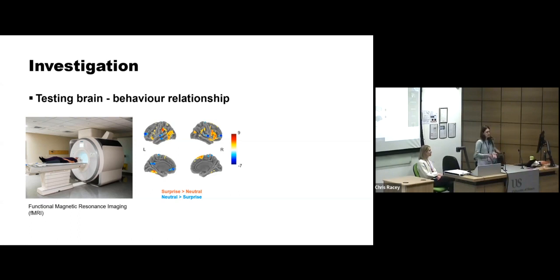So fMRI is just one of the techniques that we can use, and it has good spatial resolution, although it doesn't have single cell resolution like the techniques that Tessa uses. And it also has bad temporal resolution. So depending on the question you are asking, you can use many different types of techniques. So some other popular techniques in cognitive neuroscience are, for example, EEG and MEG, if you are interested in the time course of electrical activity in the brain. But these are all correlational methods.